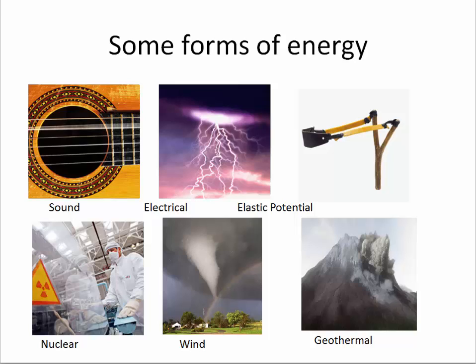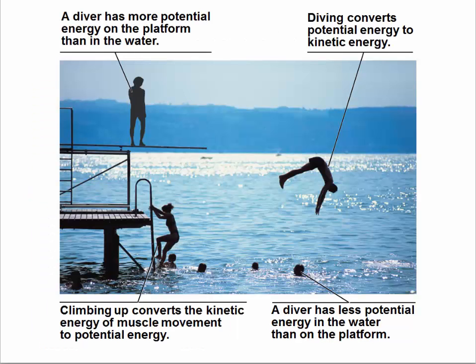There's all kinds of energy that we can look at. Energy is all around us. In this picture, you can see energy changing from one form to another. At the very bottom of the picture, you see somebody climbing up a ladder out of the water. And so this person is converting kinetic energy of movement into potential energy because she's getting higher and higher up on the platform.